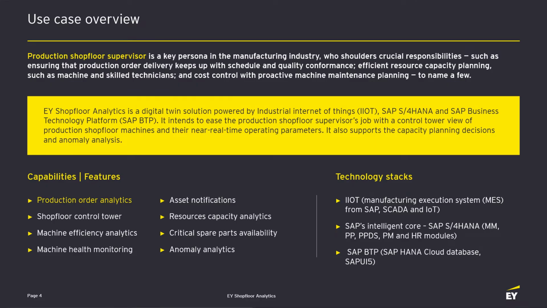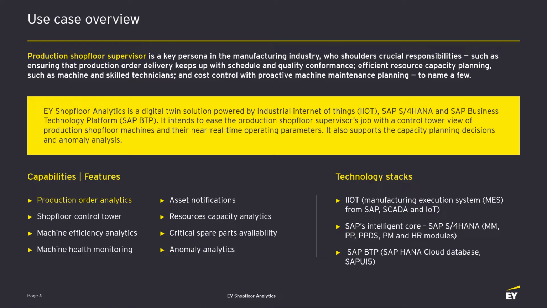And next we have the asset notification. Basically, this asset notification comes from any IoT sensor as well as service or maintenance notification, and basically it helps to expedite the process throughout the product life cycle. And resource capacity analytics: basically, we can get the complete capacity overview of the machines as well as the resources to get better prediction of the resources and to avoid any resource shortage.